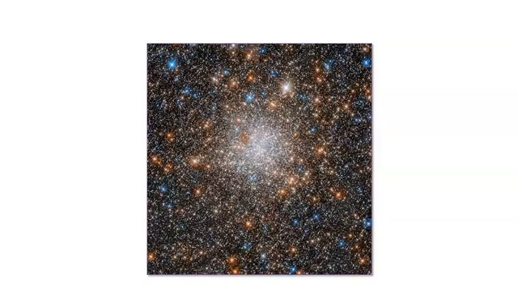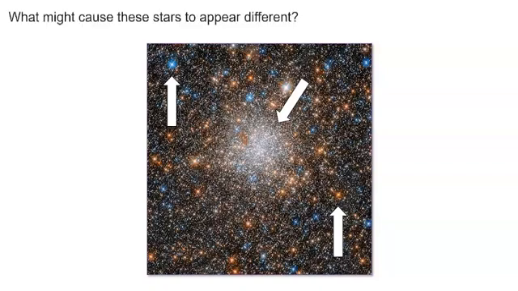Wow, look at this photograph. This photograph was taken by the Hubble Space Telescope while it was in orbit high above Earth. Look at all those stars. What do you notice in this photograph? I see many stars that appear different colors, white, orange, and even blue. Some stars even seem brighter and larger than others. I wonder, what might cause these stars to appear different?